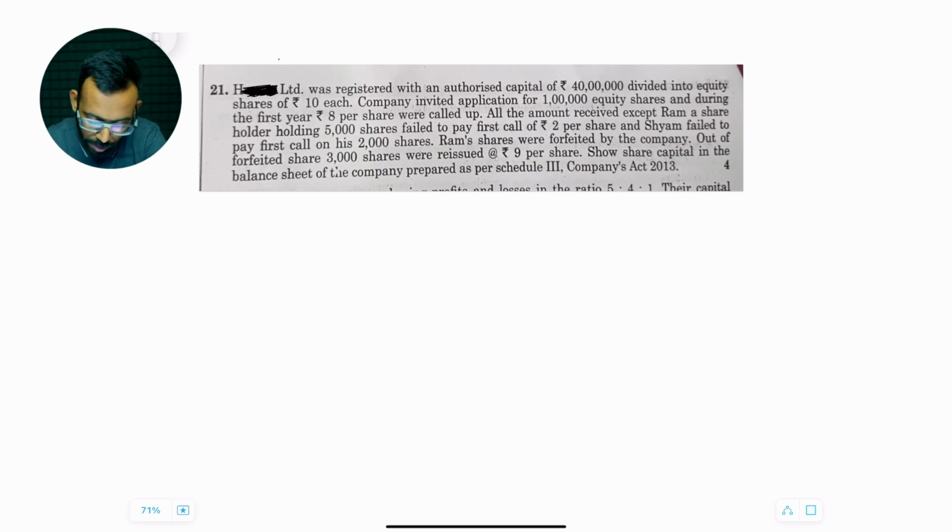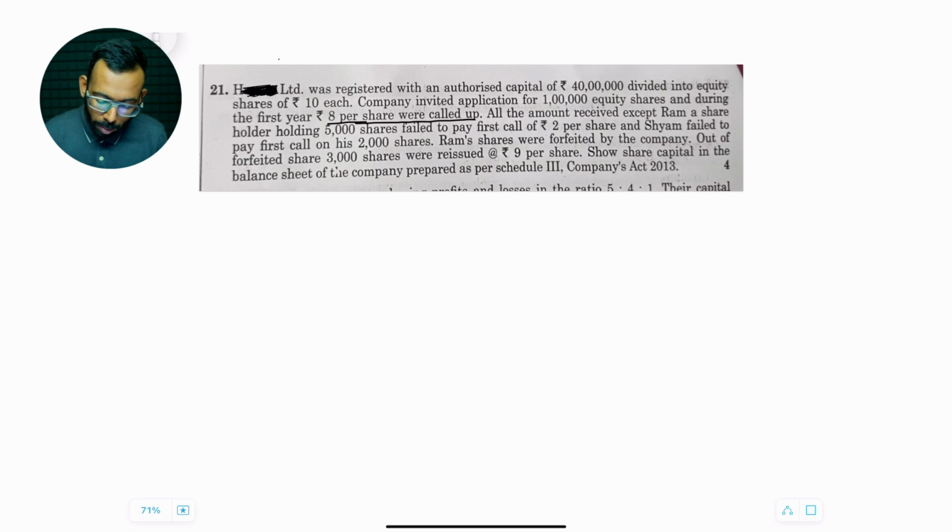H Limited was registered with an authorized capital of 40 lakh rupees divided into equity shares of 10 each. Company invited application for 1 lakh equity shares and during the first year 8 per share were called up. So this is an important information that we have only 8 per share called up instead of the entire face value. So that should initially tell us that we are not even going to write subscribed and fully paid up. It is going to be subscribed but not fully paid up.